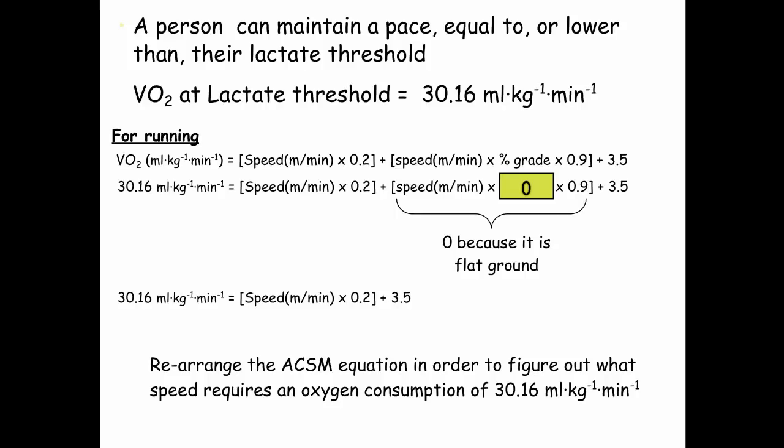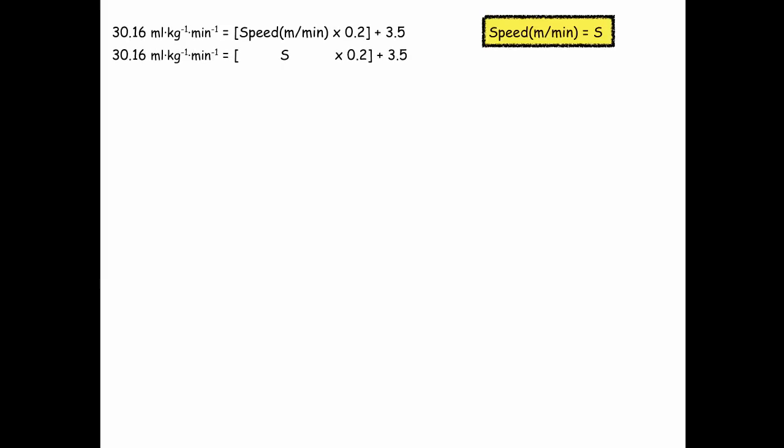To do this, we're going to use some basic algebra. So again, here's our same formula. This time, instead of having speed in meters per minute and that making it a little hard to visualize, I'm going to say that speed in meters per minute is equivalent to S. So I can rewrite this as 30.16 is equal to S times 0.2 plus 3.5. In order to visualize this a little bit easier, I'm just going to rearrange this a little bit. So I'm going to take 30.16, remove the units, and I'll put them back in at the end.